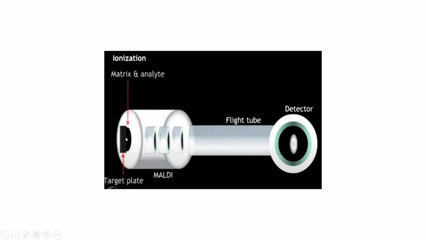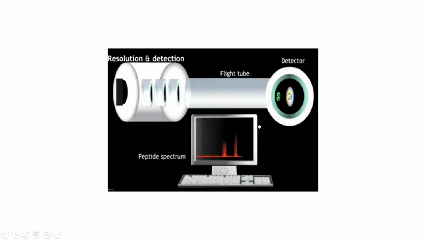So now you added the samples, and you kept the plate here, inserted the plate, then the laser will come and it will ionize the sample, and the ions will then, depending upon the mass to charge ratio, travel towards the flight tube and hit the detector. According to their intensity and the time it took to hit the detector, you will accordingly see the peaks of the peptides.